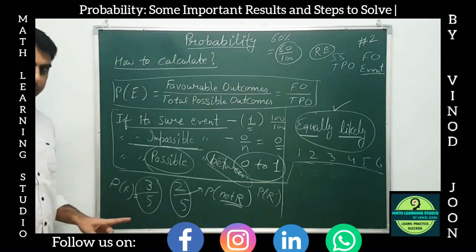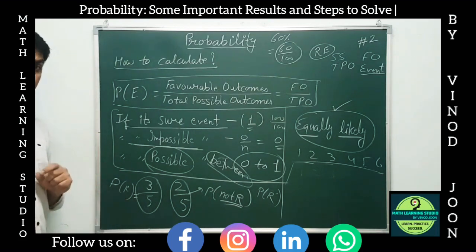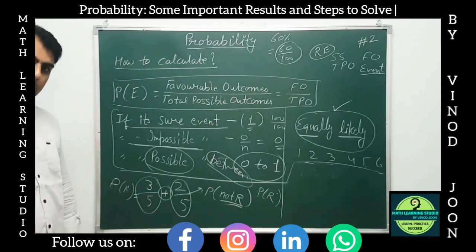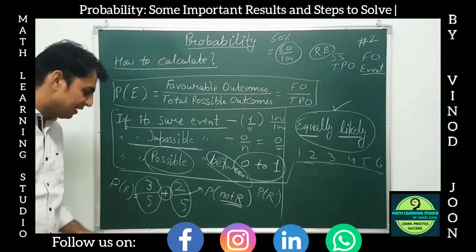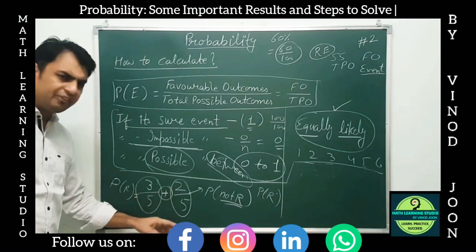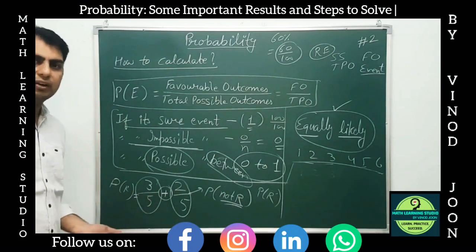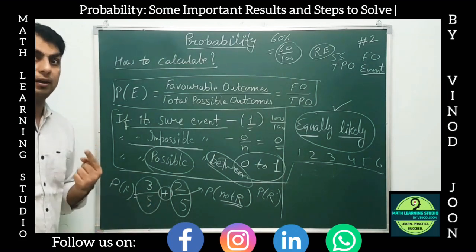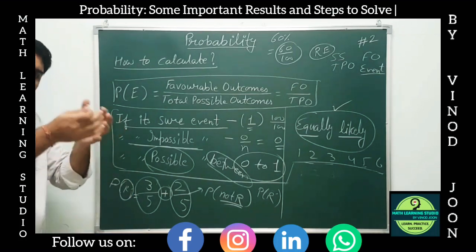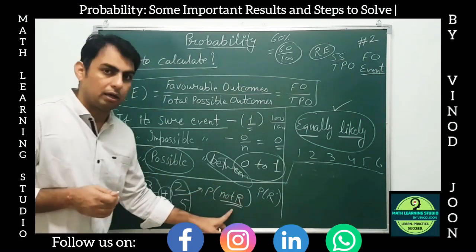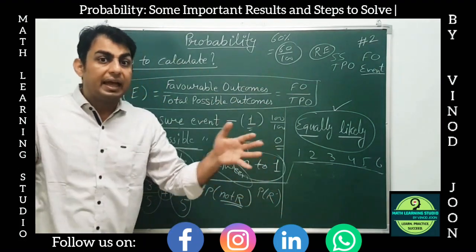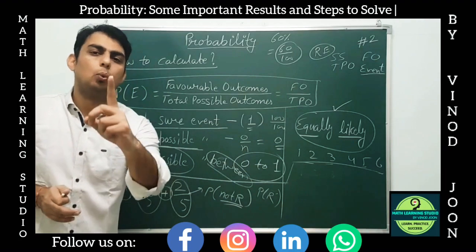But there is something very important. When I add these two probabilities, what do I get? Yes, I get 1. Right? 3 by 5 plus 2 by 5. 5 is the LCM. We get 5 by 5, so 1. That means the happening of any event, or any particular outcome coming and not coming, meaning happening of an event and not happening of an event, add together to give you 1.